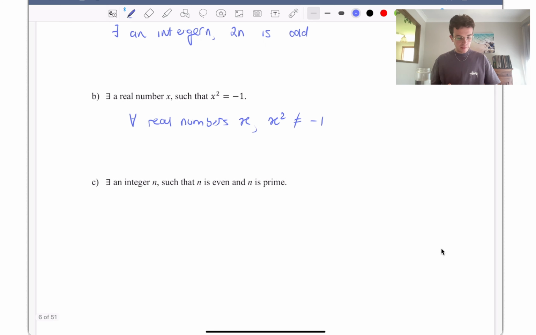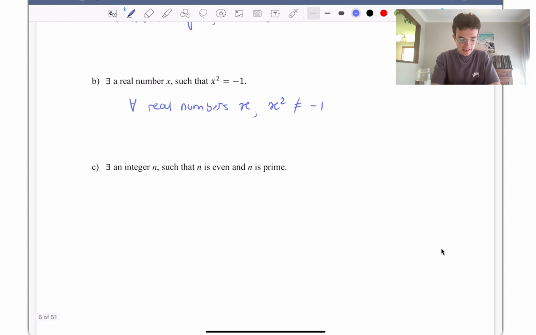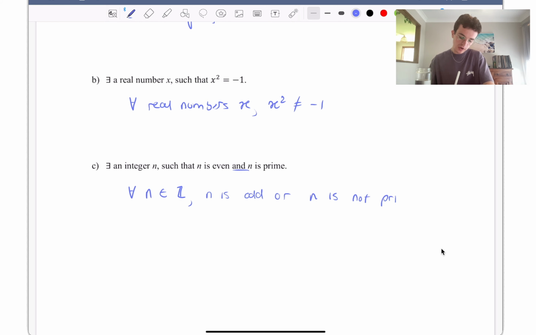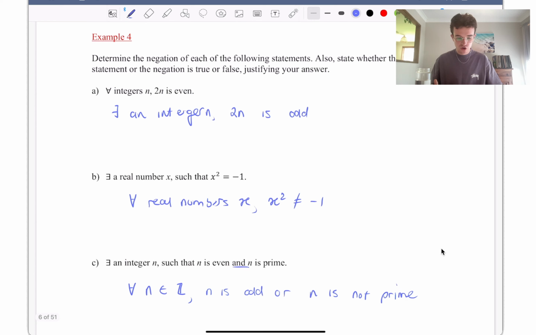And part C, there exists an integer n such that n is even and n is prime. Well, the negation becomes a for all integers n, and we could say for all n belonging to the positive integers, or actually not positive, for all n belonging to the integers, n is not even, so n is odd. This becomes an or, n is not prime. Now we're not going to say composite here because we've still got the number 0, which is neither prime nor composite. Now we were asked to comment whether these are true.